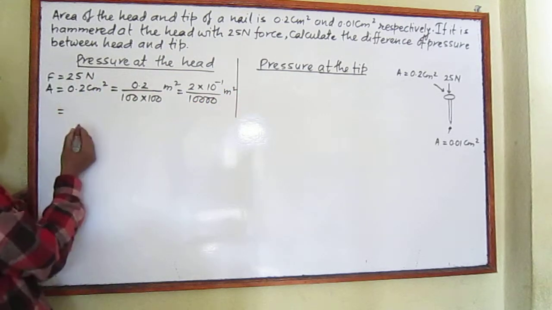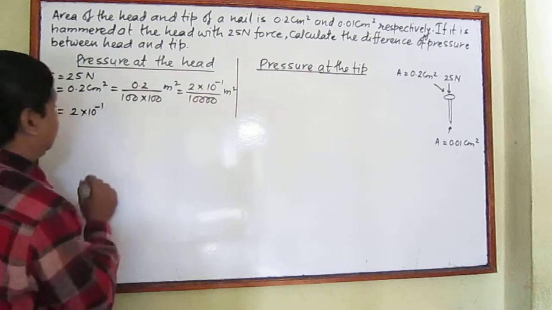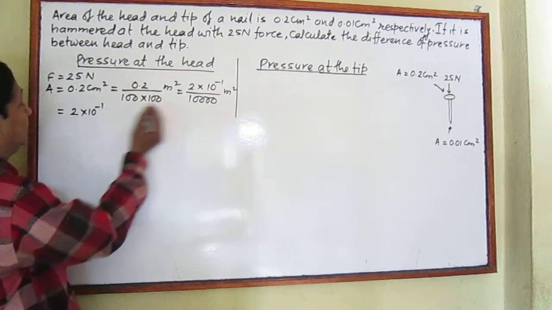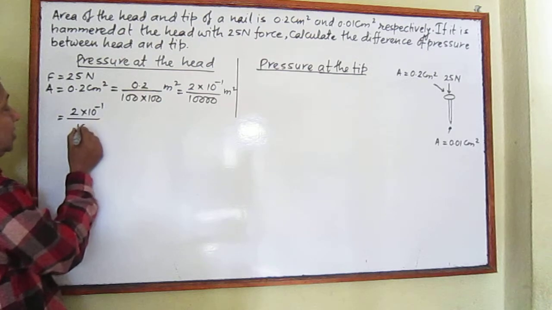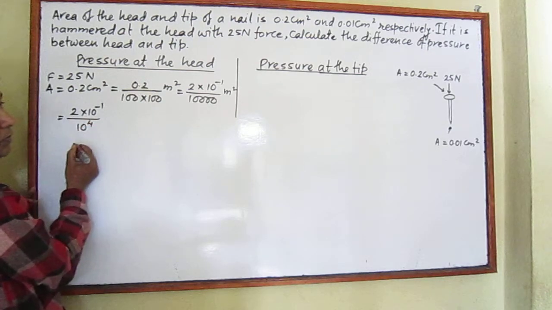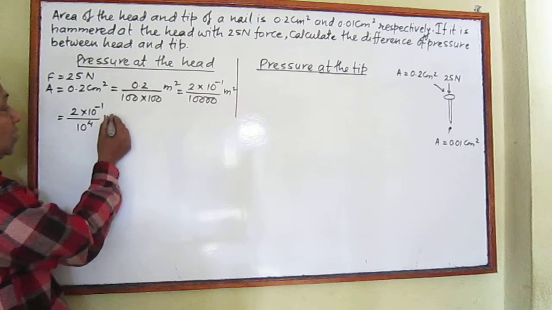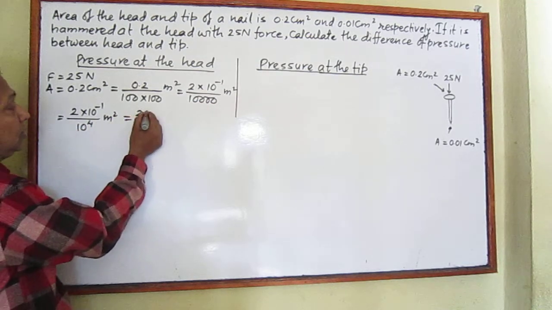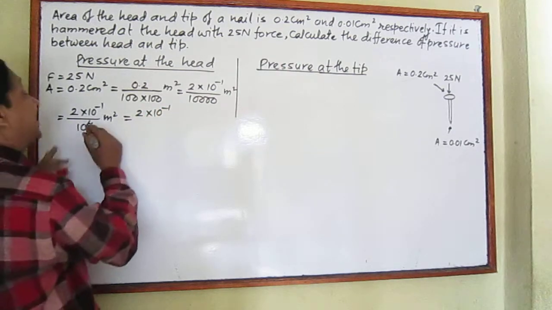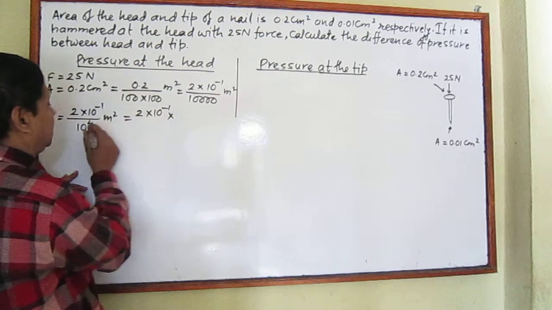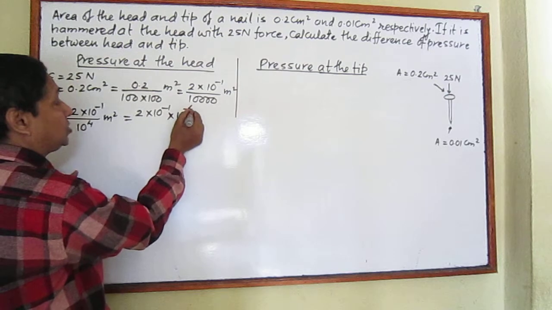Now this is equal to 2 into 10 to the power minus 1 in numerator, and in denominator there are 4 zeros with 1. That's why we can write 10 to the power 4. 10,000 means 10 to the power 4. There are 4 zeros, power 4, meter square. This is equal to 2 into 10 to the power minus 1. If 10 to the power 4 is taken in numerator, then power becomes negative. Here it is 4, 10 to the power minus 4.